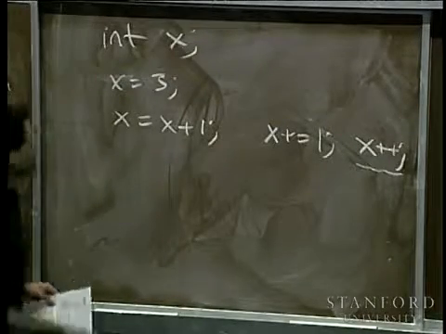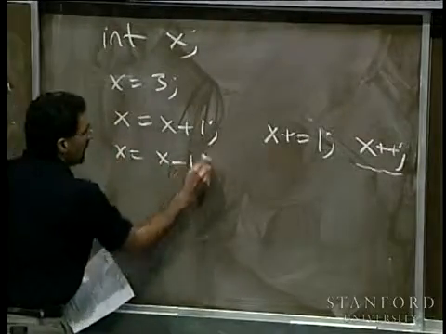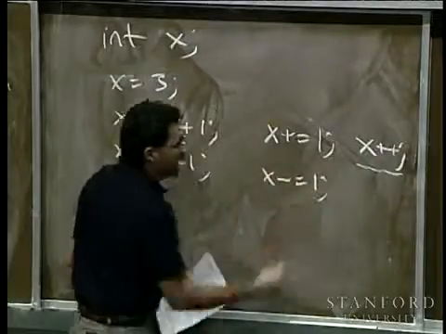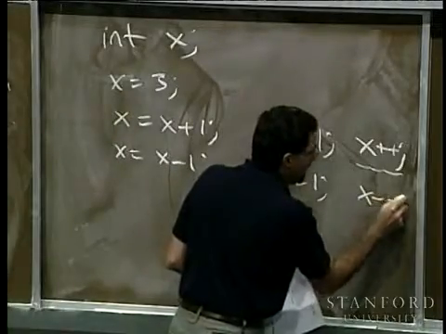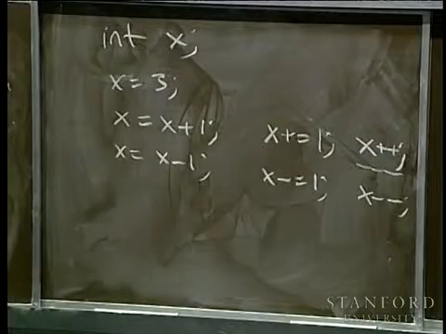You can also do subtraction in a similar way. So if you want to subtract 1 from x, that's the longhand form of doing it. You can say x minus equals 1, which is slightly shorter. And there is a complete shorthand for it, which is x minus minus, which means subtract 1 from x and store it back in x. Okay? There's a couple other shorthands.